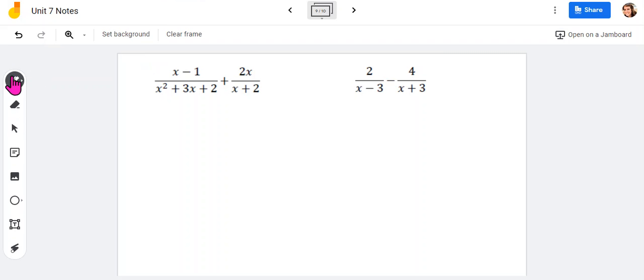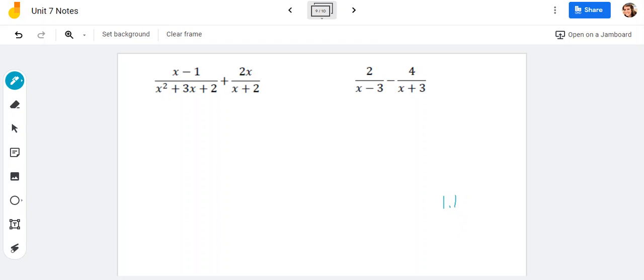This video is going to help you with adding and subtracting rational expressions. And this is really important to figure out before you get to solving equations. So, to add or subtract rational expressions, first, I'm going to write some steps over here.